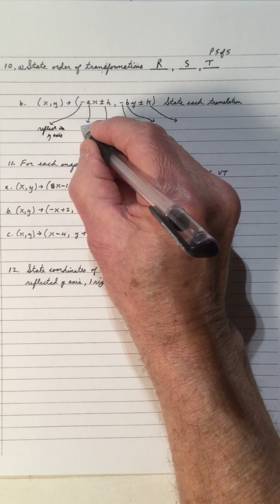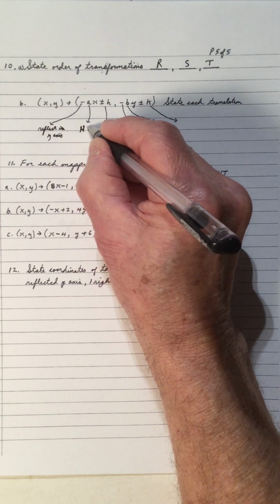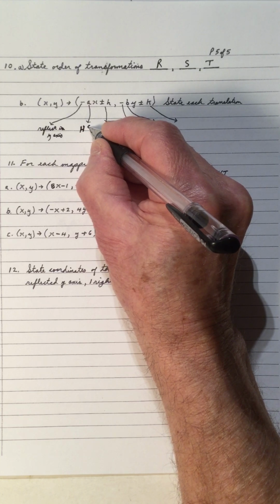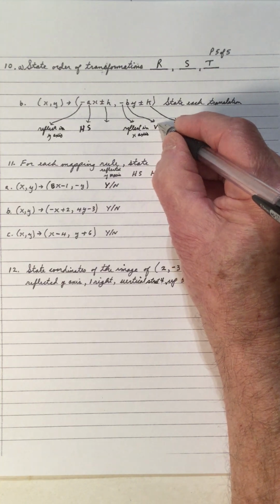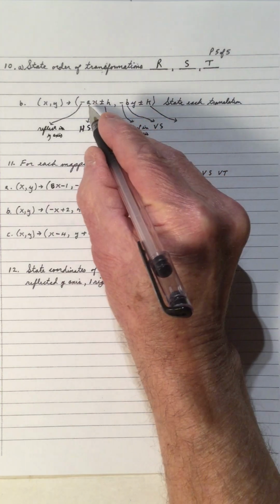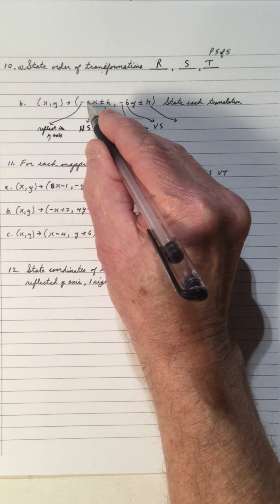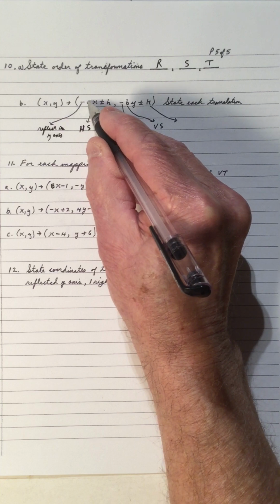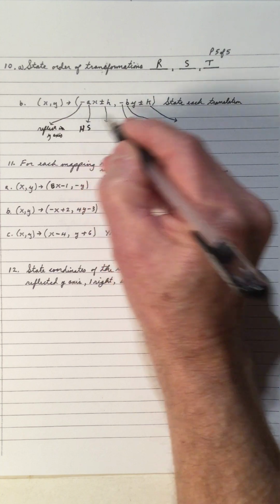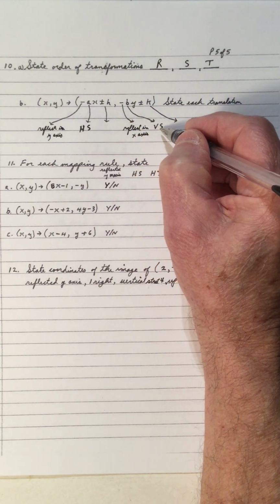A is a horizontal. I'm going to say H for horizontal. A horizontal stretch. And the B here is a vertical stretch. So the number in front of the x, if it is other than 1, it's a stretch. So this is affecting the x as a horizontal stretch, and affecting the y is a vertical stretch.